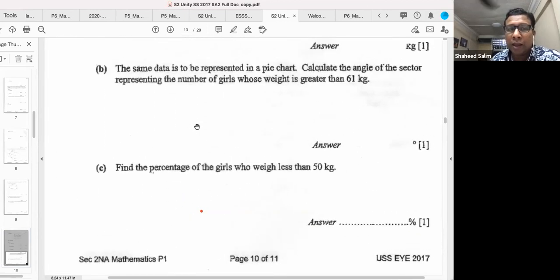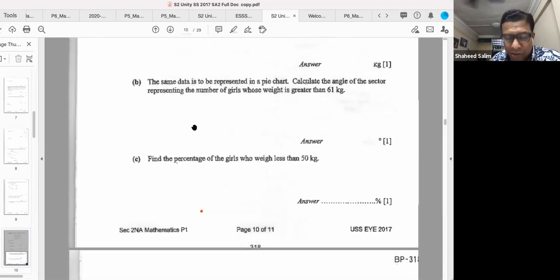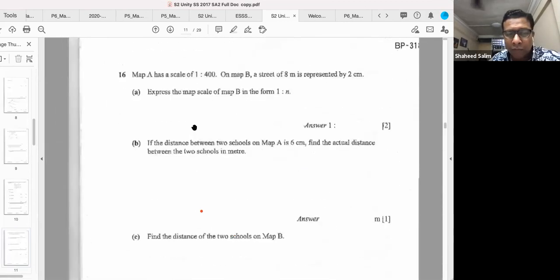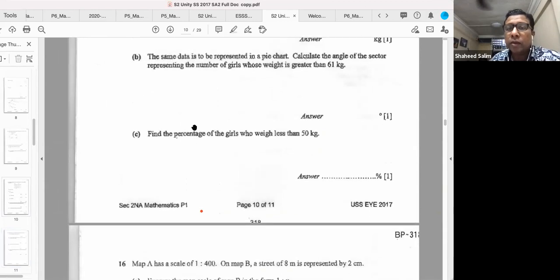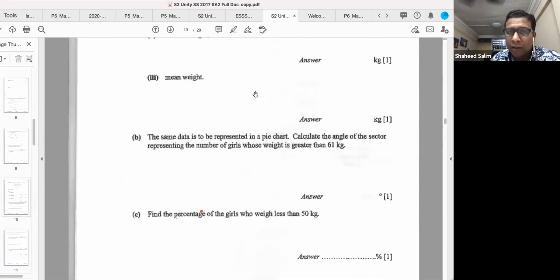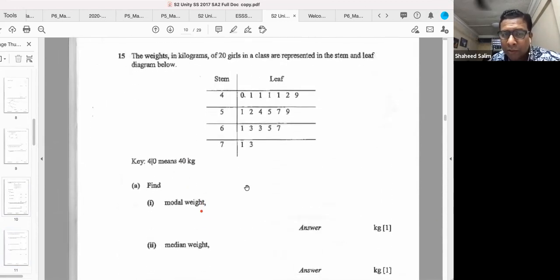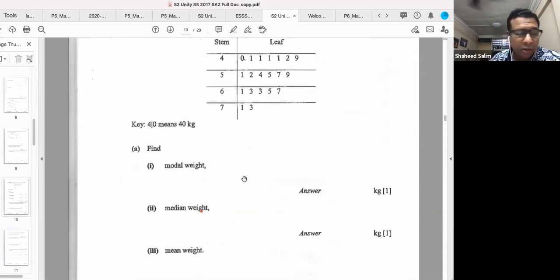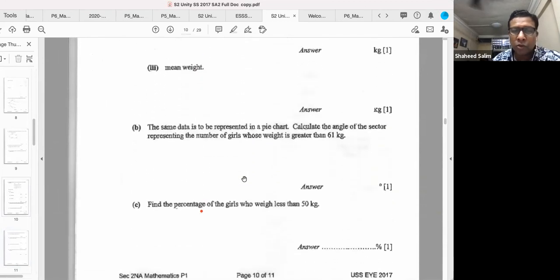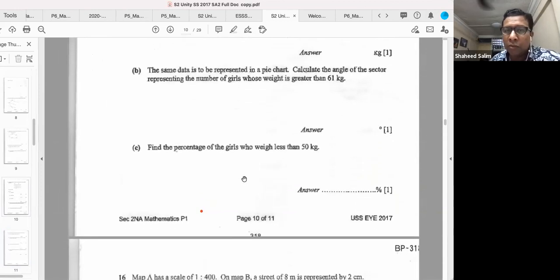The same data is to be represented in a pie chart. Do they have a pie chart? No. Okay. Calculate the angle of the sector representing the number of girls whose weight is greater than 61. Let's go back here for a while. Greater than 61, you're talking about 1, 2, 3, 4, 5, 6. So they ask you now, what's the angle? Do you know how to do it?